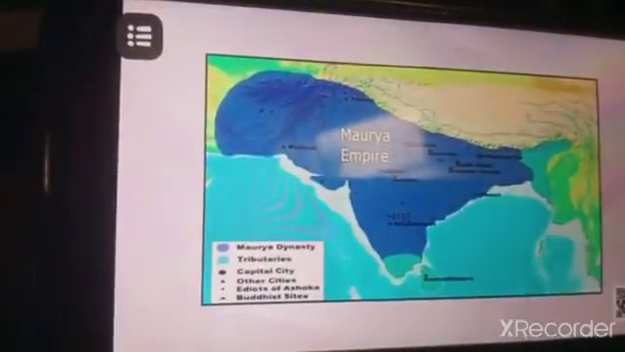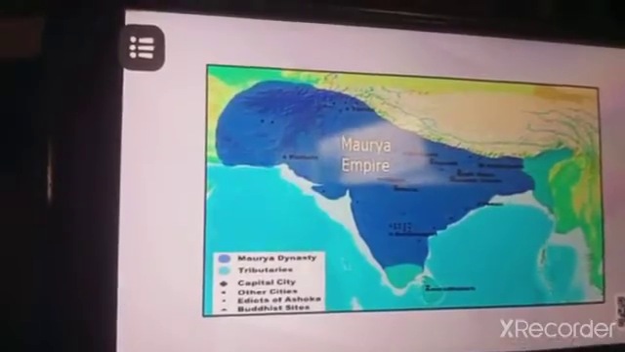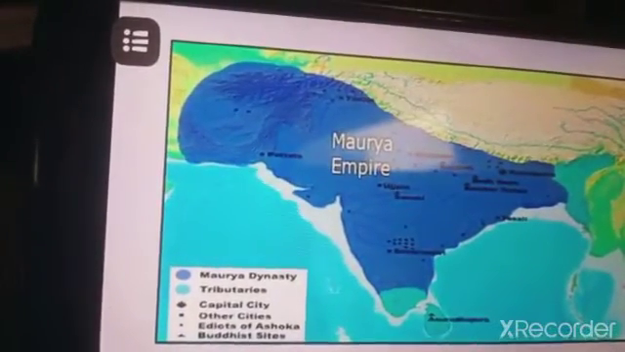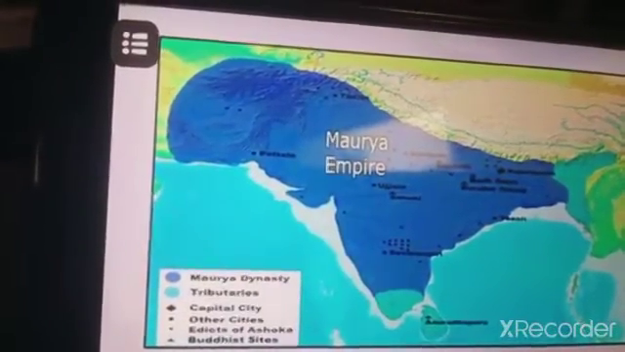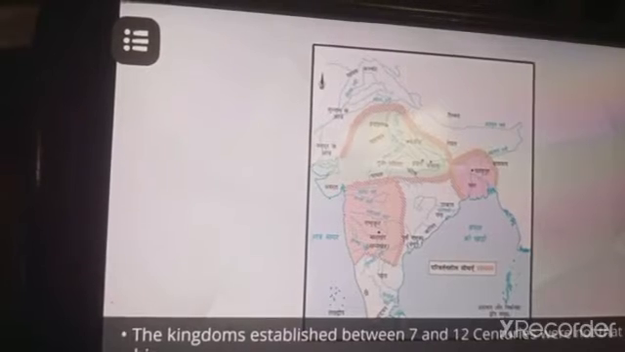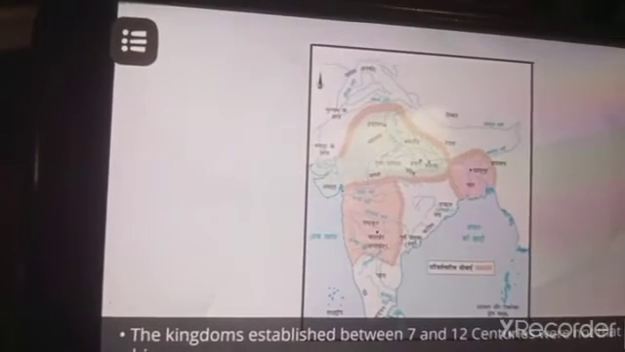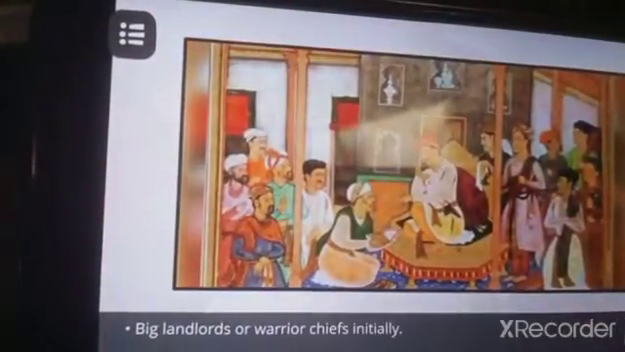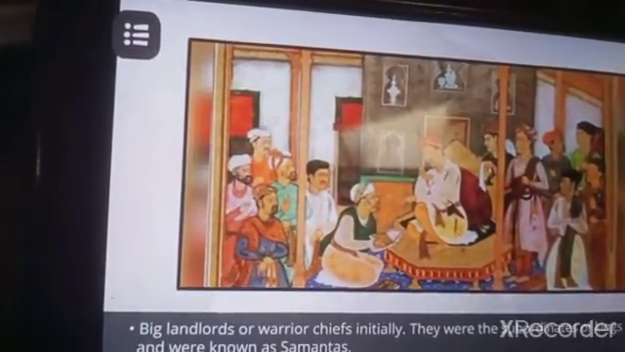They ran the administration of the empire all by themselves. This means that they took all the decisions to run the empire on their own. But if you look at this map carefully, the kingdoms established between 7th and 12th centuries were not that big. These kings ruled over small areas, and this was so because they were big landlords or warrior chiefs initially.